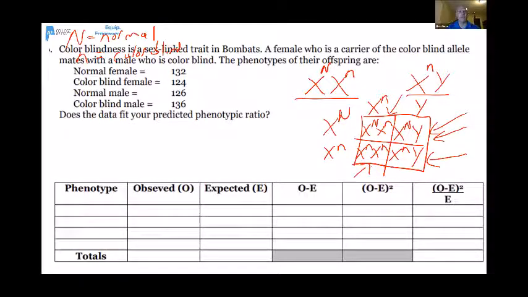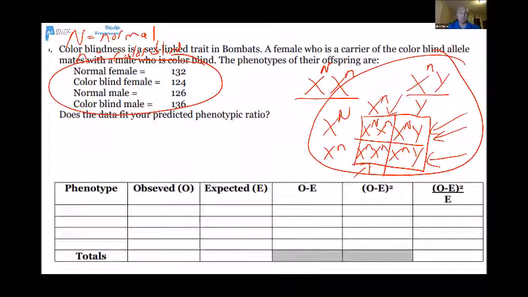Now, before we go any further, remember what we're going to try to do is compare the data that we got when we did this cross with the data we expected to get from this Punnett Square. Categorical data, counts. We want to compare them. That's what a chi-square does. Before we do that, we want to write out a null hypothesis.